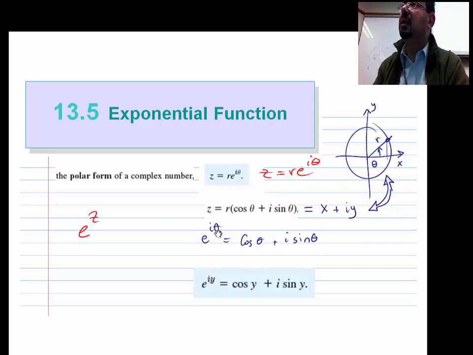E to the power i7 is cosine 7 plus i sine 7. E to the power iy is cosine y plus i sine y.